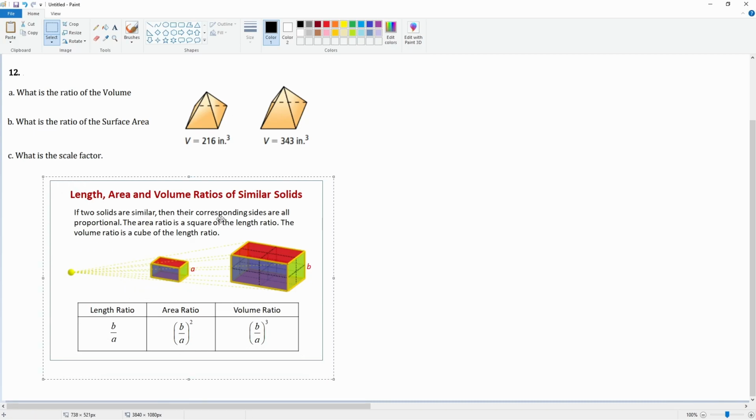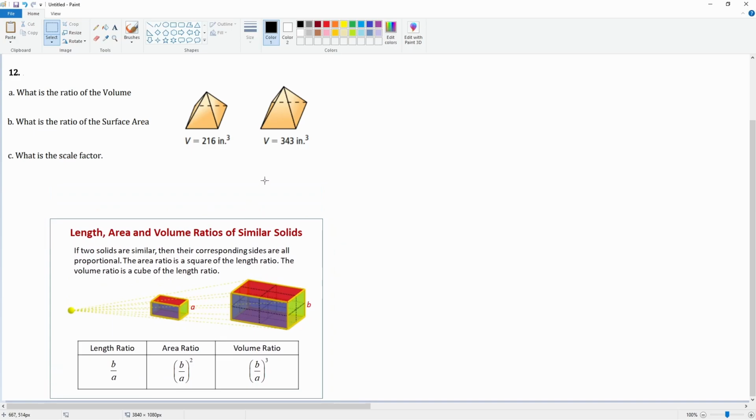So let's take the volume first. This is going to be the old, and this is the new. So we can do 343 over 216. This is going to be the volume ratio. Now, to get it into the length, or just the scale factor, we have to take the cube root, right?